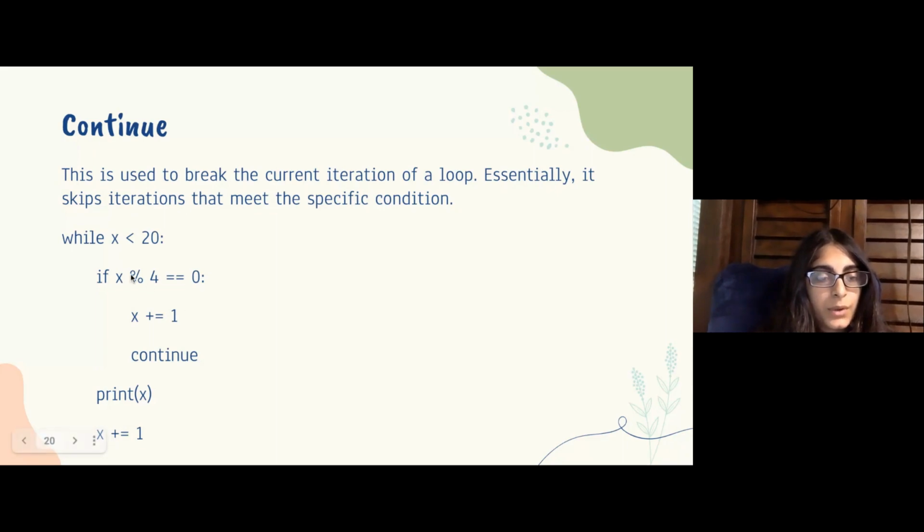So we're going to have 4. It's going to become 5, and then it's going to continue. So it's not going to do the rest of the body of the while loop. It's going to not do this. It's going to skip this, and it's going to go back to the top.